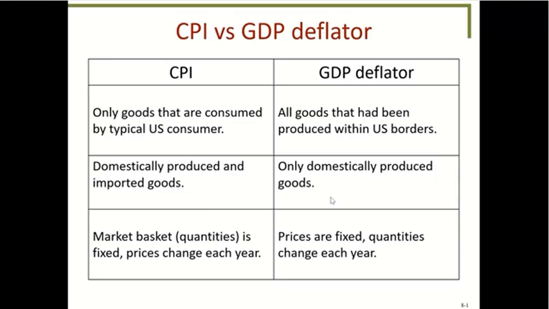CPI and GDP are both indexes. The difference between the two indexes is that CPI only measures consumer goods, which can include imports. GDP deflator measures all goods and services in a country, but nothing imported. With CPI, quantities are fixed, but prices change year to year. The opposite is true for the GDP deflator, where prices are fixed and quantities change year to year.